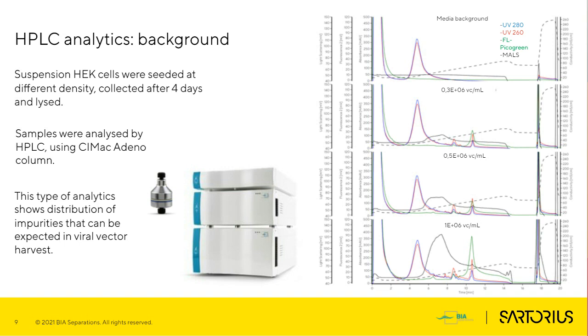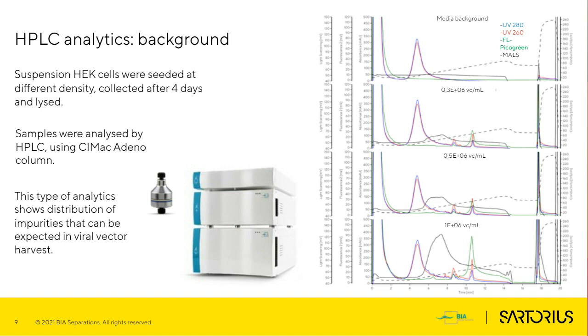What we did is we seeded HEK293 cells in suspension at different densities, and then we collected these samples after 4 days in culture. We lysed them, of course filtered, and then analyzed them using an HPLC system. On the graphs here on the right, first you can see the media background. Here you have a legend that explains the different colors you can see on the graph. The first thing that we notice is this peak on the left, which is present in all of the samples. This peak is coming from our media, so it is considered to be a media background.